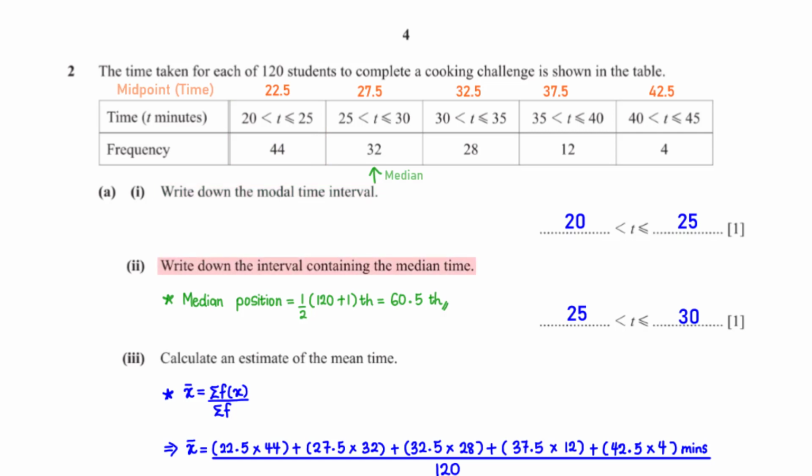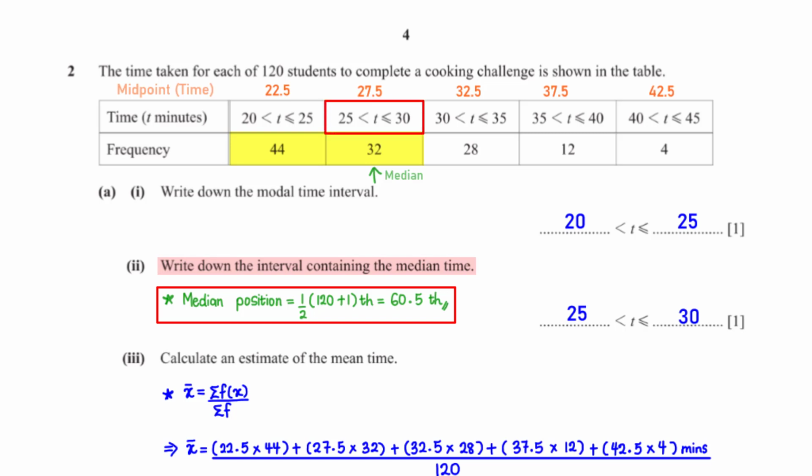Write down the interval containing the median time. To get the position of the median, we use the formula half n plus 1, where n in this case is 120. This gives us 60.5. The frequency for the first interval is 44. 44 plus 32 is 76. This means the median lies within this interval, which is T is greater than 25 and less than or equal to 30.